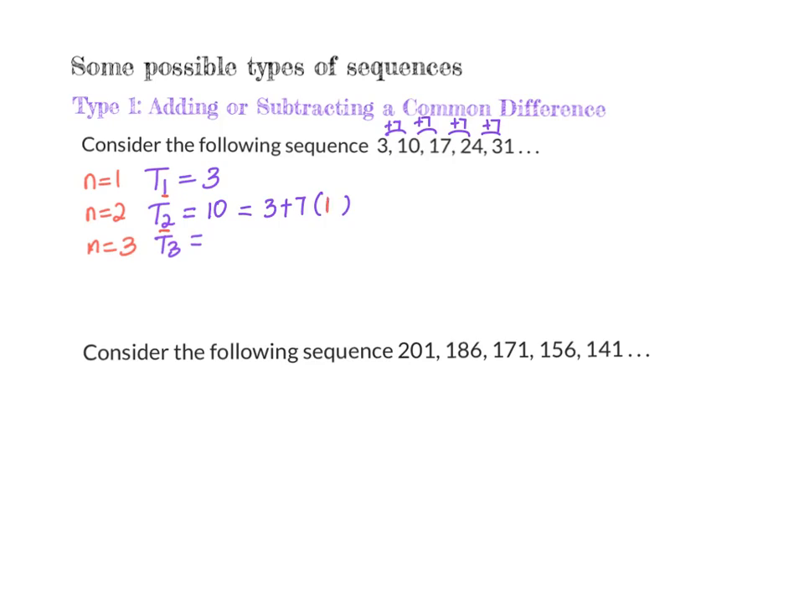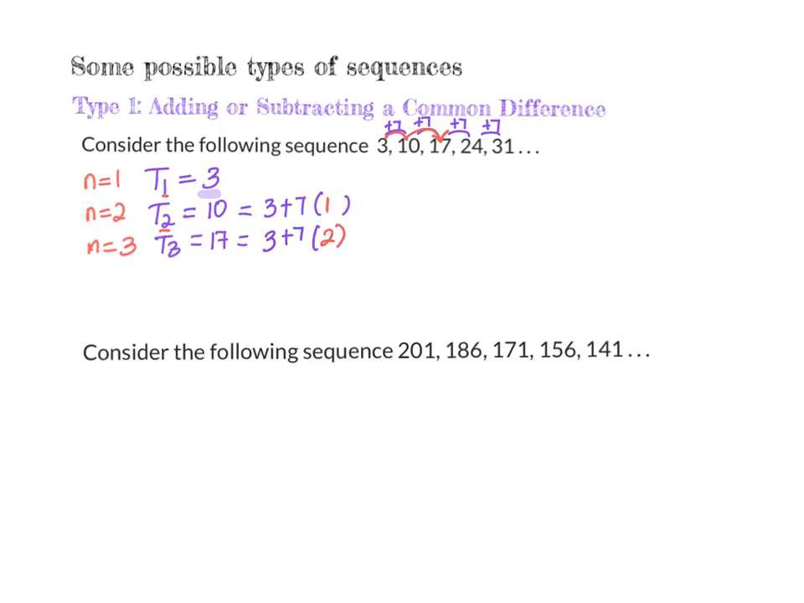Now, what's our next term? Term 3. What is this number? I got 17. How did I get this number 17? From the very first term, from number 3, I took 3 and added 7, 1, 2. I added 7 two times.